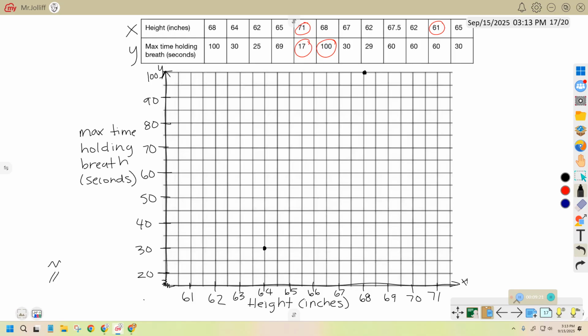64 and 30, 62 and 25, 65 and 69, 71 and 17, 68, 167 and 30, 62 and 29, 67 and a half, and 60.